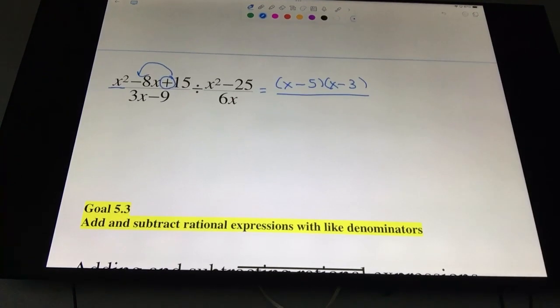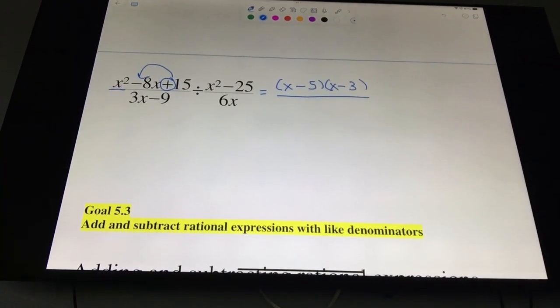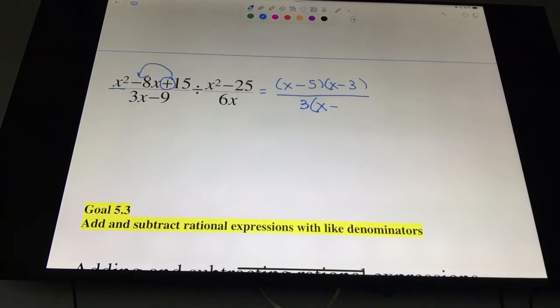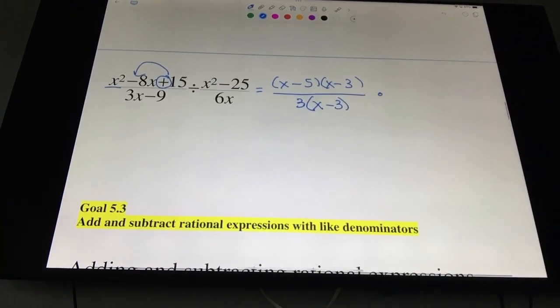3x minus 9. Is there a common factor? Yes, I can take out a 3. 3 divided into 3x leaves me just the x, and 3 out of 9 leaves me 3. Times, so we are going to be flipping this fraction because it's a division. 6x comes to the top.